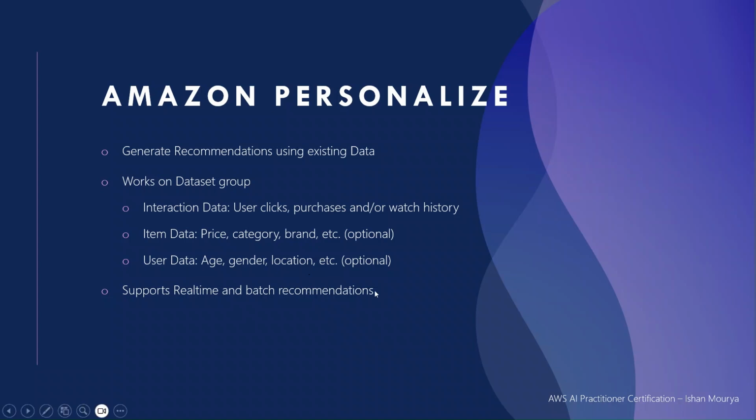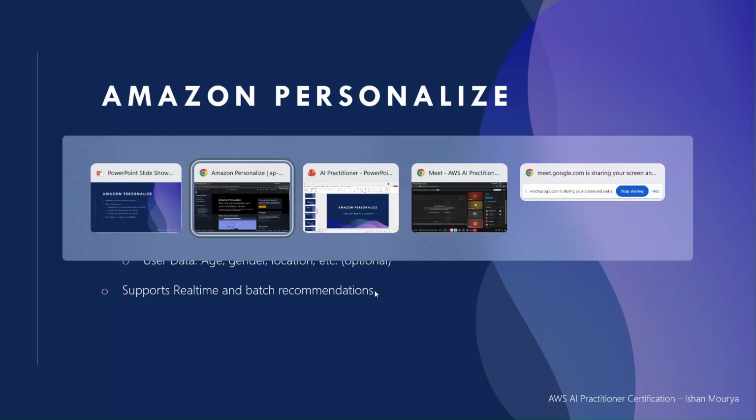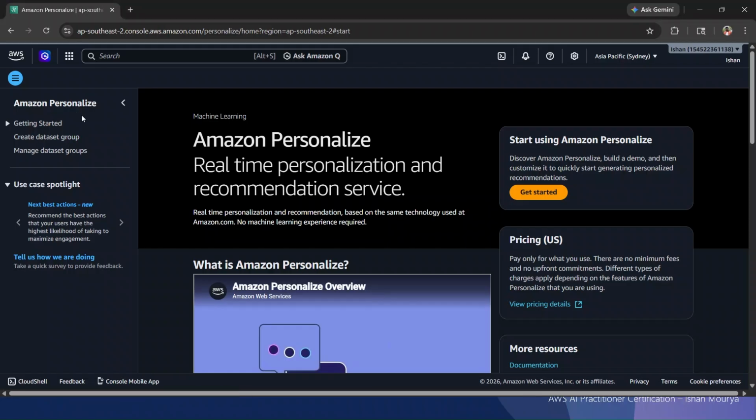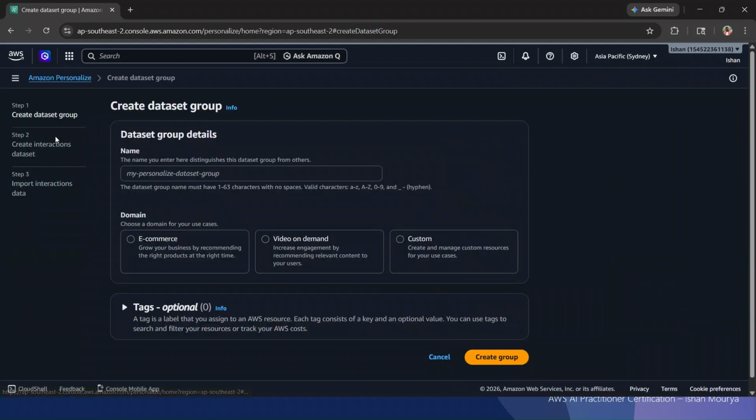So let's see about it. We are not going to do a proper hands-on on it, but still we can see how it works. So you have the Personalize in here. If you can see, you have to create a dataset group in here. So here you will provide your dataset, whatever it is, and then you can tell it what kind of enterprise or a company you are having for which you are going to have this recommendation.